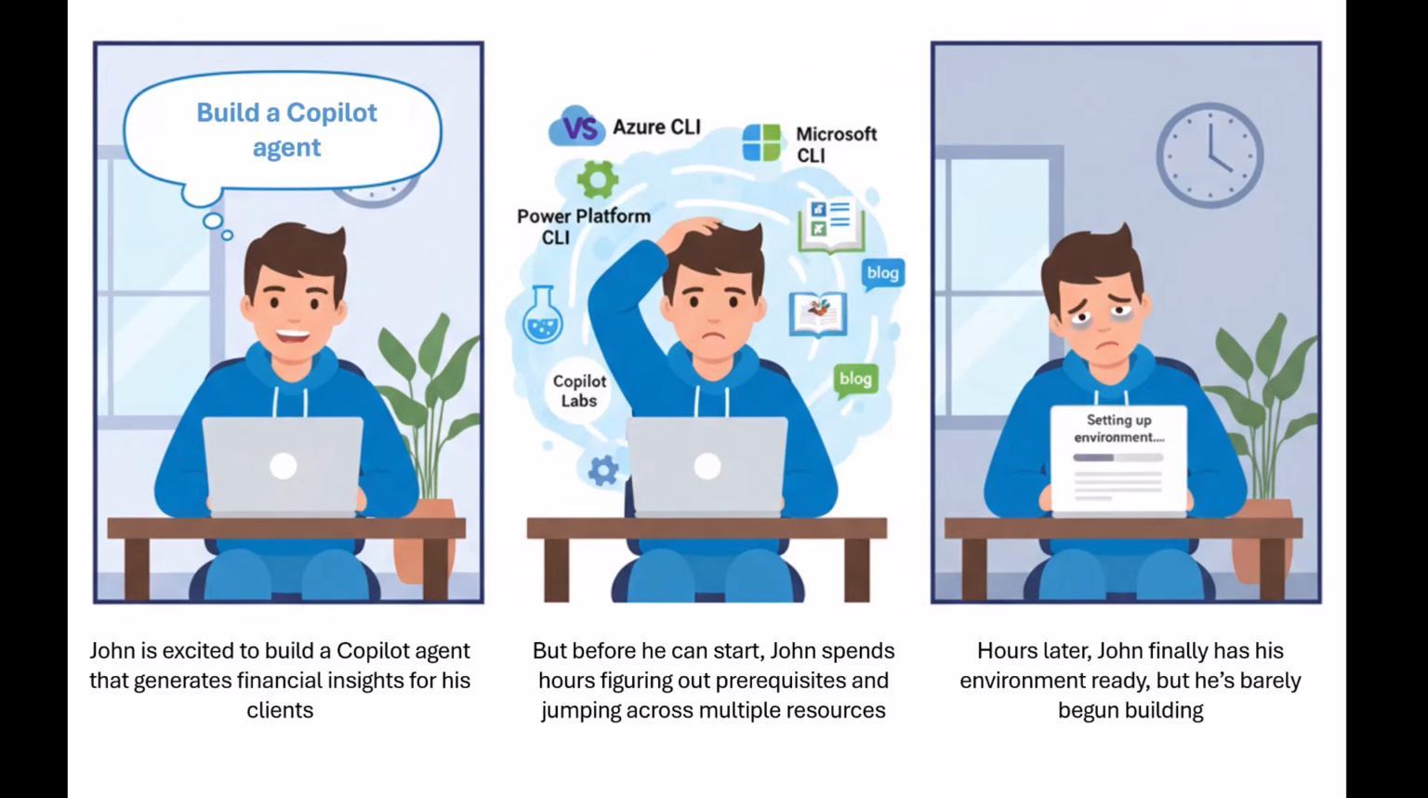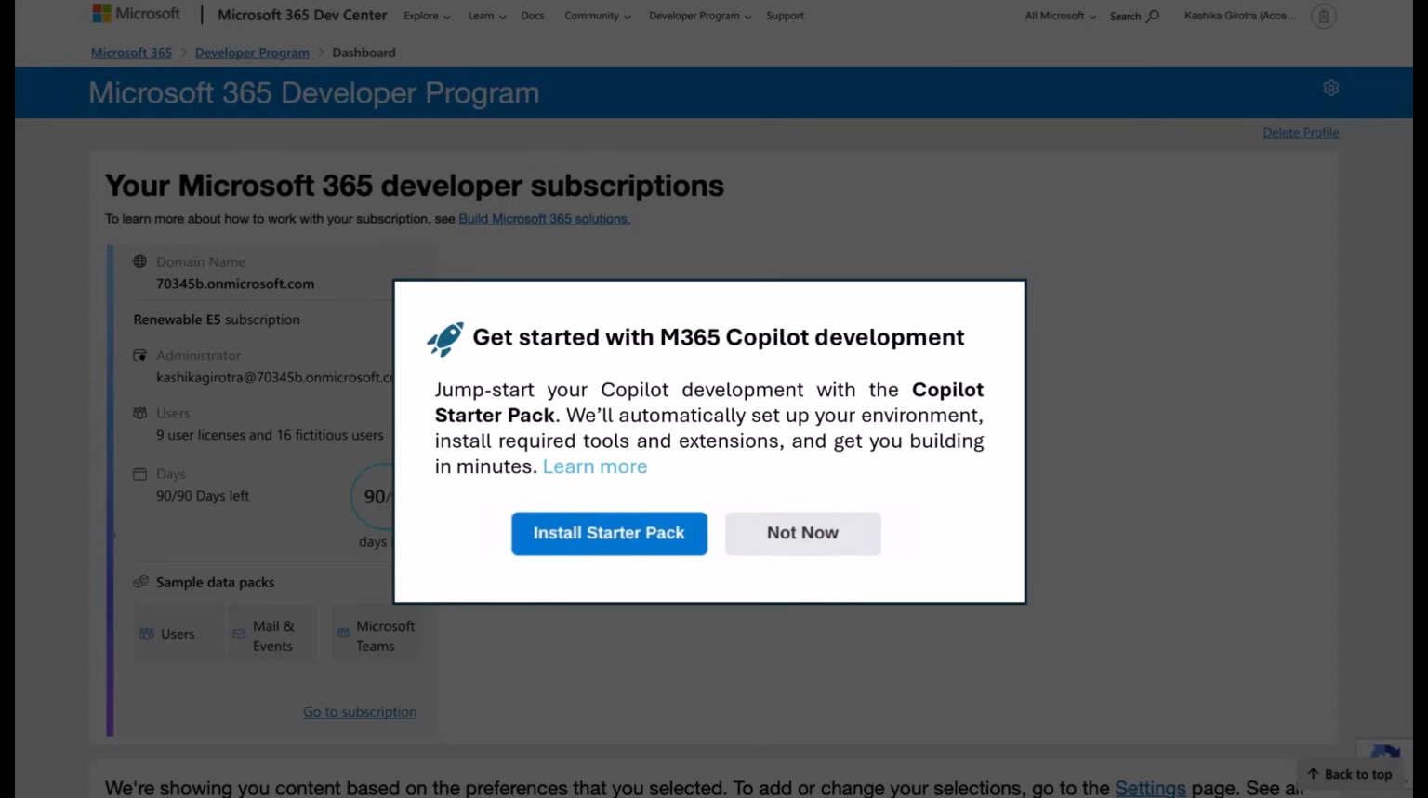Today, with so many resources, developers get confused about what to download, when to install it, and what's actually required, and still need to manually configure everything before building. This friction slows Copilot development. To solve this, we built the Copilot Starter Pack. We consolidated prerequisites into a sharp, curated set of tools and wrapped them in a one-click setup experience. With a single install, John gets everything he needs, including Visual Studio Code with the Agent Toolkit, Azure CLI, Power Platform CLI, Azure Functions, and Graph Connector extensions for VS Code, and much more.